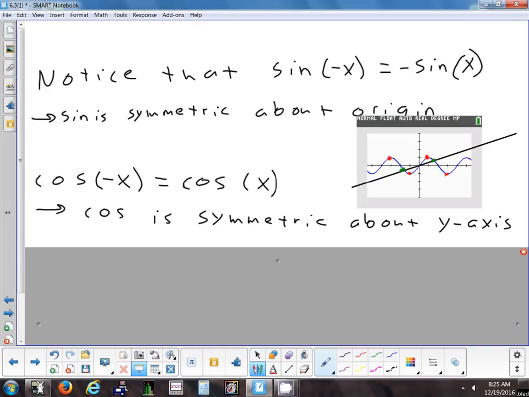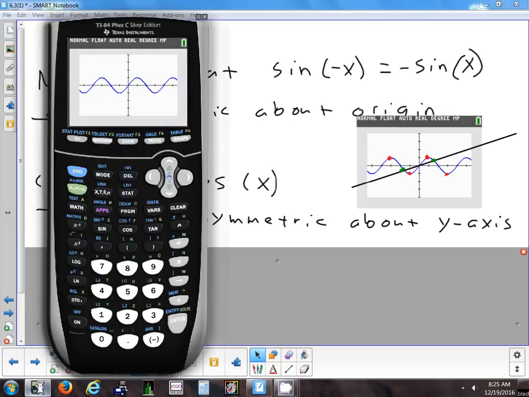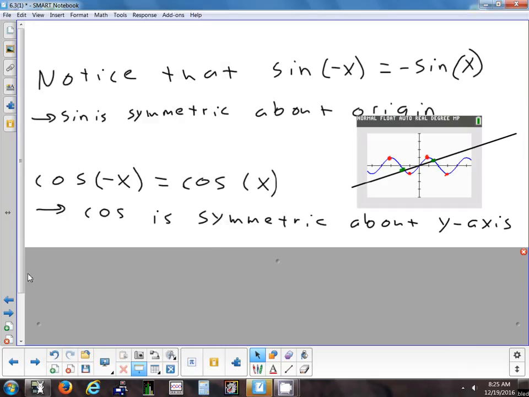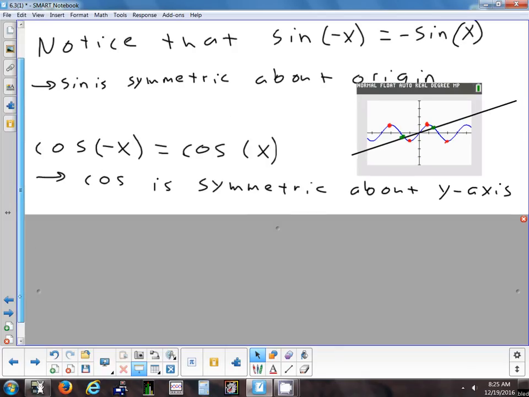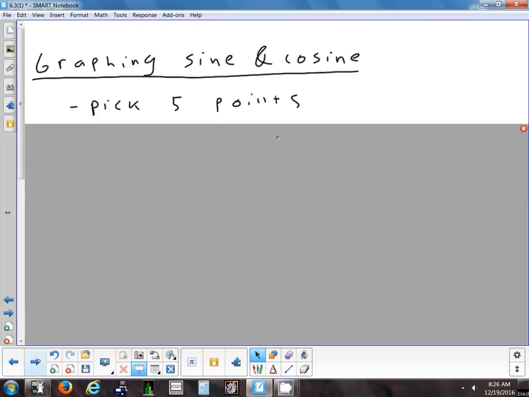And cosine isn't symmetric over the origin, but it is symmetric over the y-axis. So if I graph that one, what that means is if you just mirror imaged it or just flipped it left to right, it would land right on top of itself. Okay, so any questions on that? So these graphs definitely have some symmetry to them.